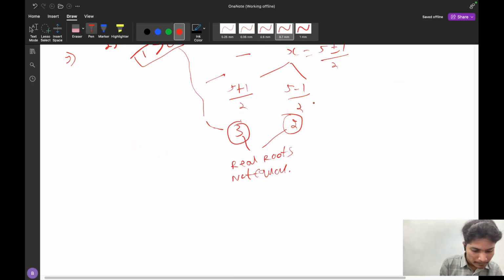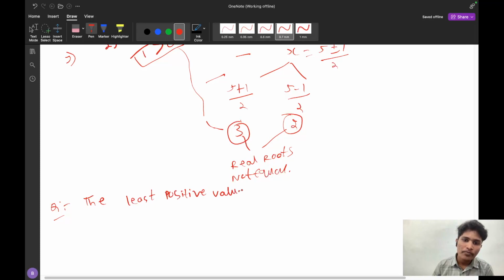And next, now let's discuss one question. Because I already said to you, I already prepared the entire thing in the mobile, and I will make you understand what are the most important PYQs that are present. The first question is: the least positive value of a for which the equation, what is the equation?